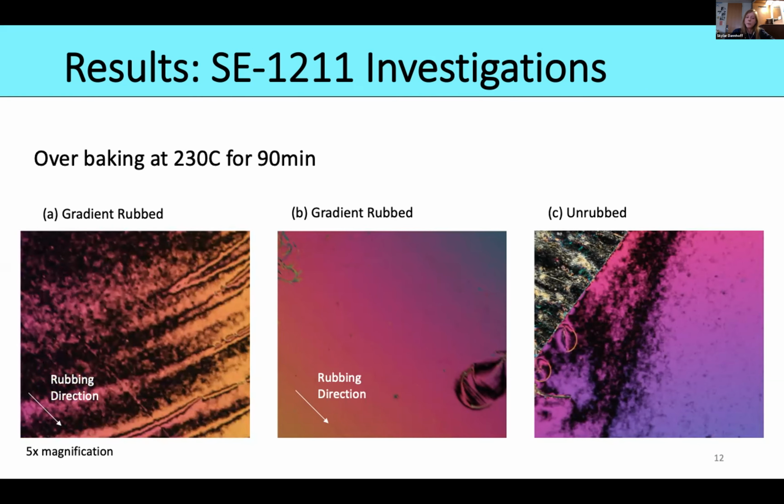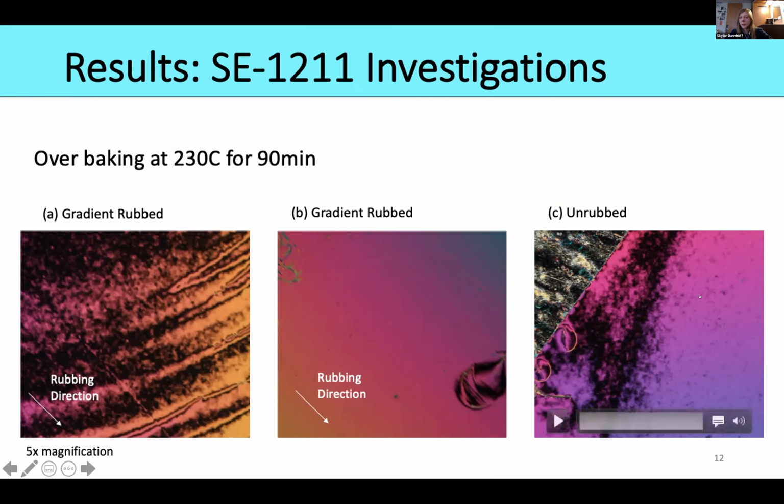However, there are a few problems with this observation. All this intermittent darkness is not ideal. And if we look at another sample that was constructed in the same way, here you can see a gradient, but this gradient is in the opposite direction of the rubbing direction, which is no good. We want the gradient to be in the direction of the rubbing direction. So this is another inconsistency.